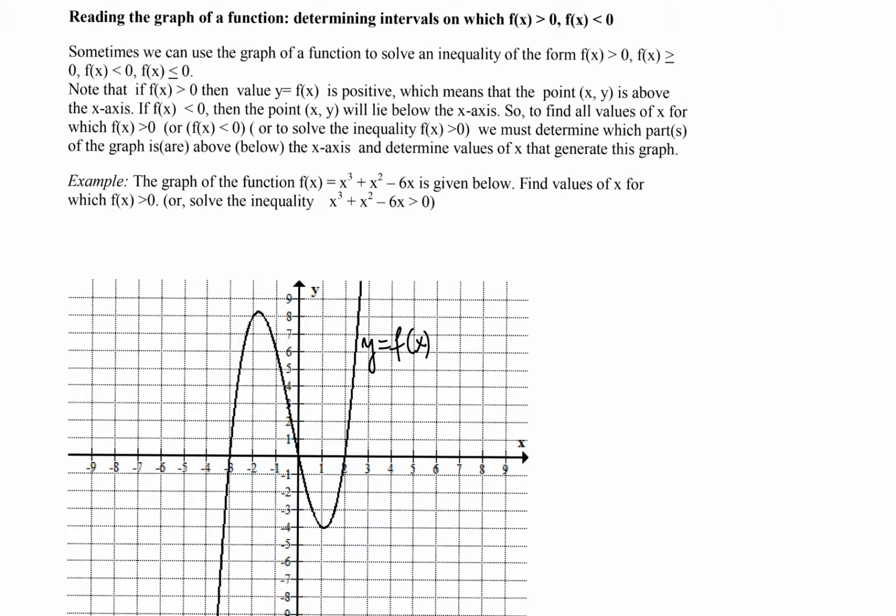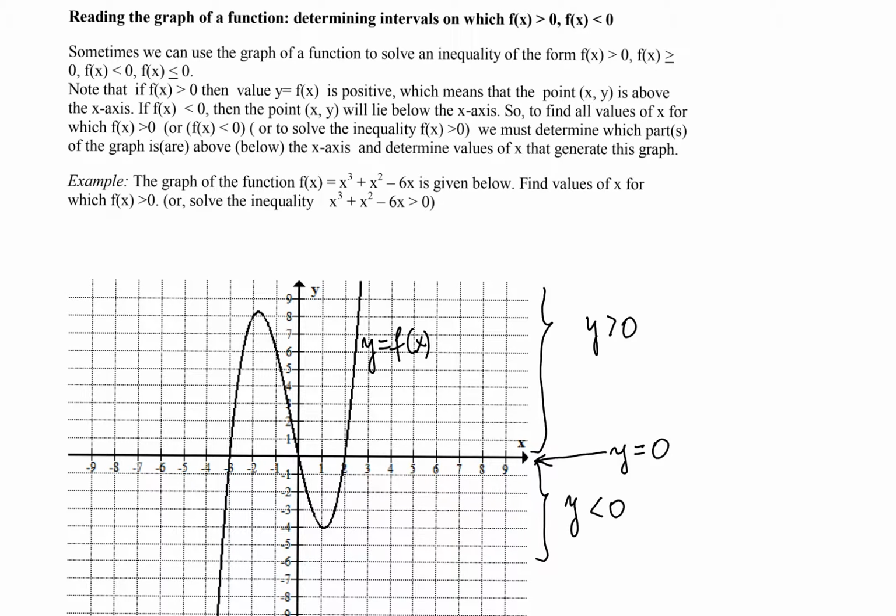So if I want to find the values of x for which f of x, or y, is positive, I will be looking for the points on the graph for which the y coordinate is positive. Those points, where the y coordinate is positive, are above the x-axis. Below the x-axis are the points where y is negative. On the x-axis are the points where the y coordinate is 0.